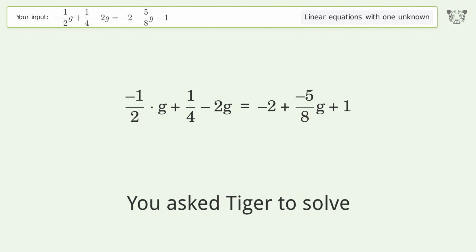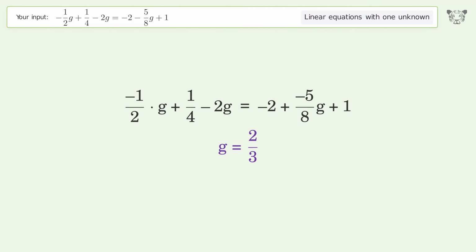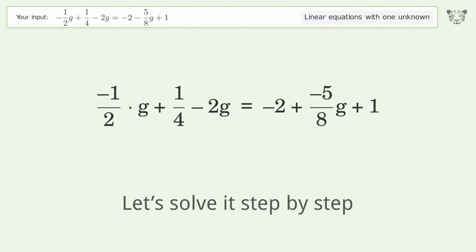You ask Tiger to solve. This deals with linear equations with one unknown. The final result is g equals 2 over 3. Let's solve it step by step.